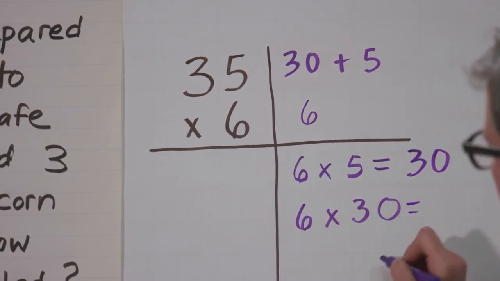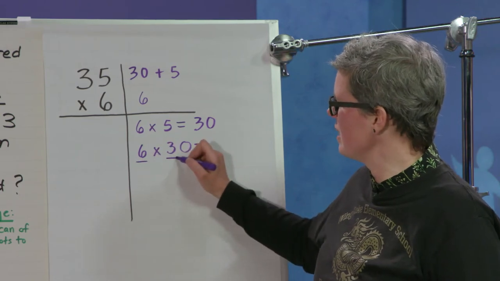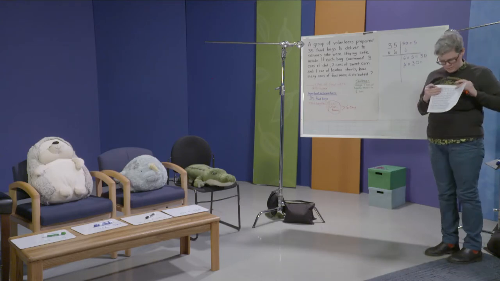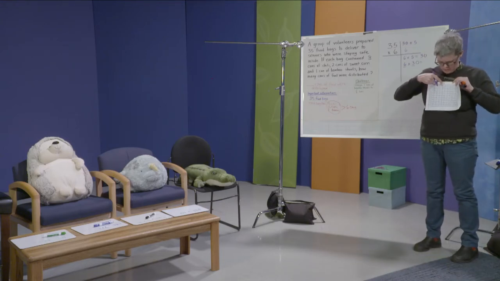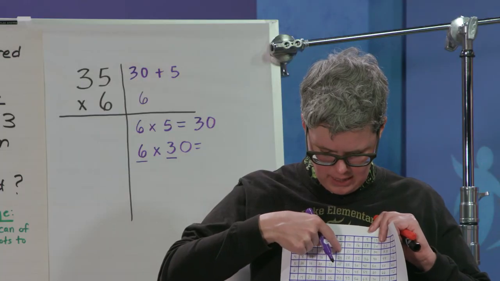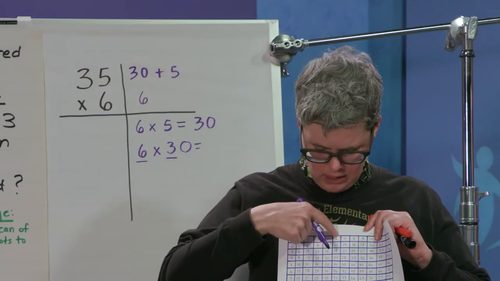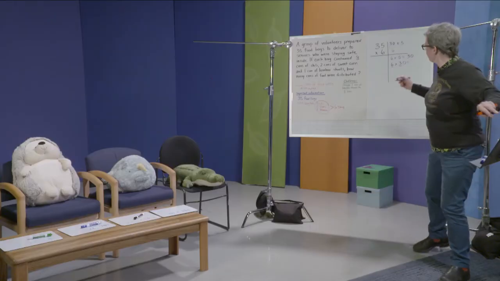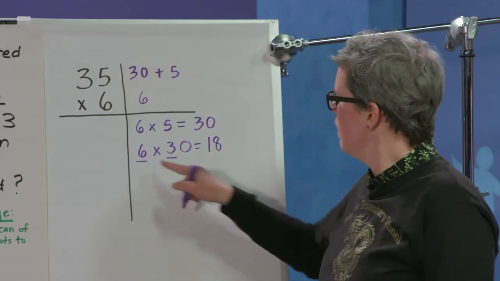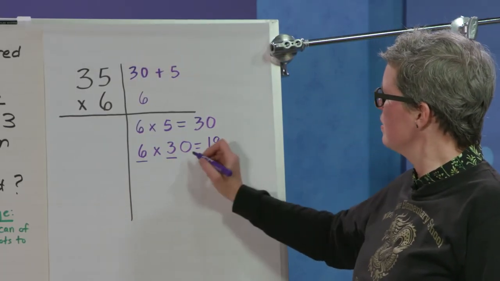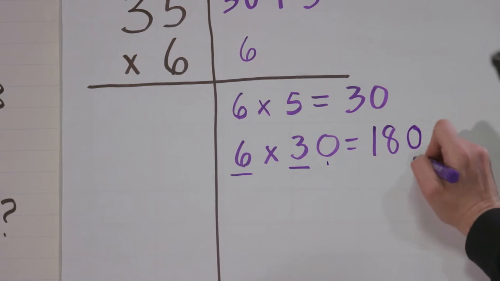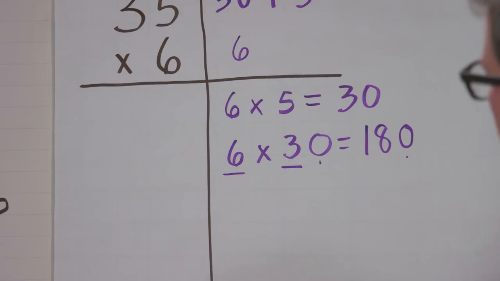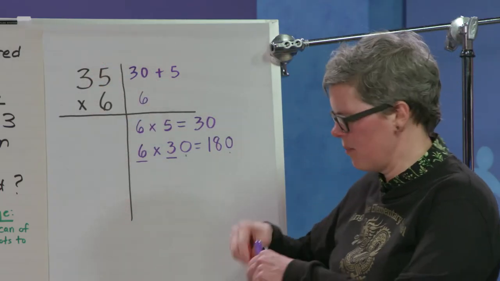And then 6 times 30, I know I can do 6 times 3. And I'm gonna double check on my multiplication chart. I'm gonna find my 6, and I'm gonna count down 3. 1, 2, 3 is 18. Double check that was 3. Yes. So 6 times 3 is 18. But this is 6 times 3 tens, so I know I can put a 0 on the end, and it's 180.